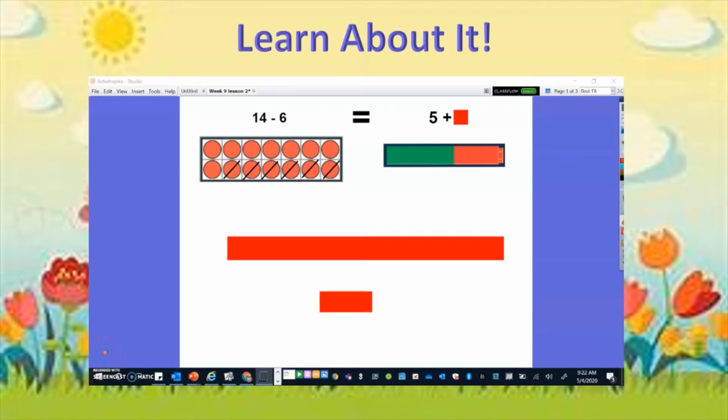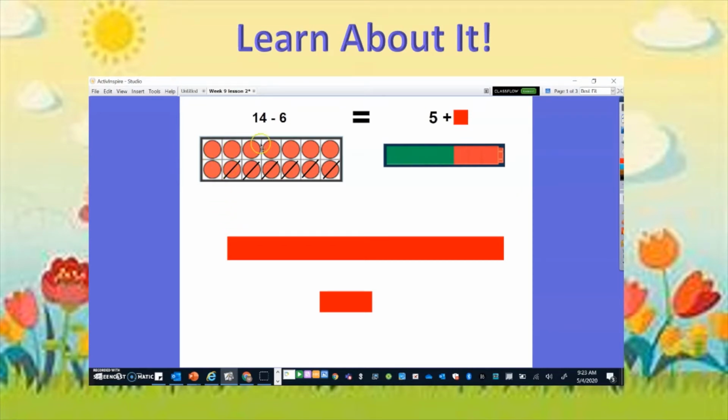Now we're going to take a look at how we can use our fact families to solve addition and subtraction story problems. First thing we want to take a look at here is two number sentences that are equal to each other. So here our number sentence is 14 minus 6. And if you notice, we start with 14 circles in our frame, and we take away 6 of them by putting lines over top of them and crossing them out.